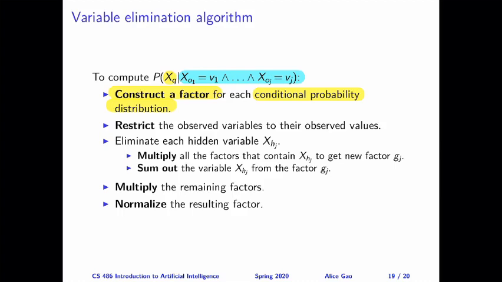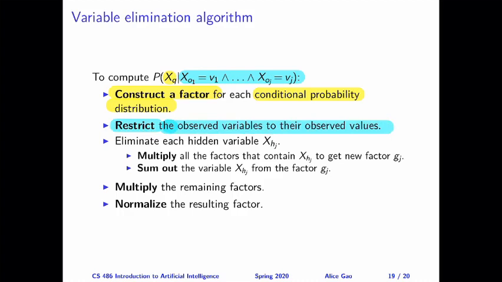Next, we'll deal with the evidence. We observe some evidence, and this is highlighted in blue here. For every value that we observe, we take the corresponding variable and restrict it to that particular value. So we use the restrict operation here.